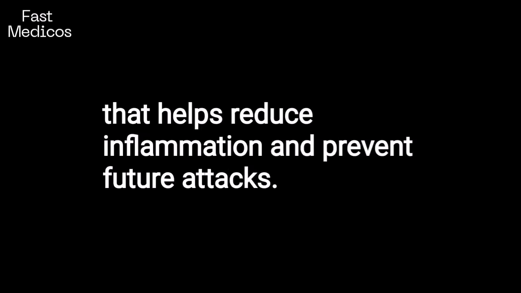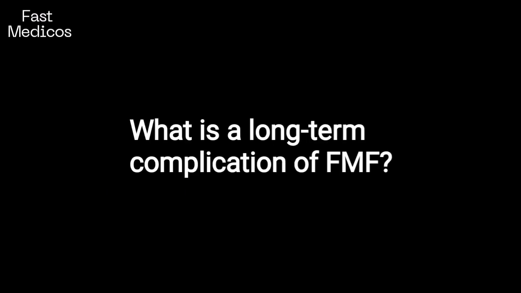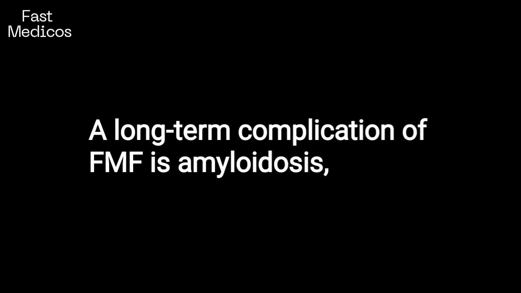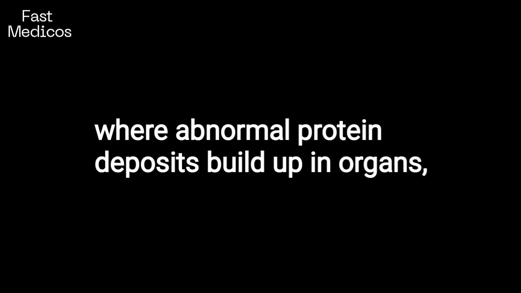64. How is FMF treated? FMF is treated with colchicine, a medication that helps reduce inflammation and prevent future attacks. 65. What is a long-term complication of FMF? A long-term complication of FMF is amyloidosis, where abnormal protein deposits build up in organs, potentially leading to organ damage.